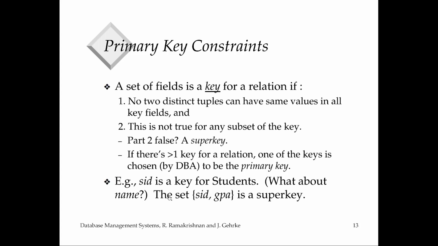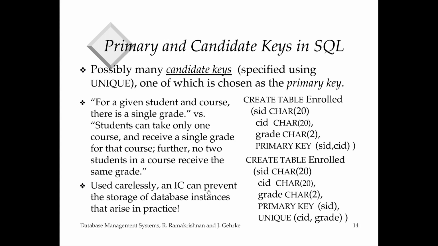Okay, and then here we see student ID, GPA would be a super key, for example, whereby it is made up of two fields, and anyway, you only have one of these, so this other one doesn't even matter. This is enough to enforce the primary key relationship.